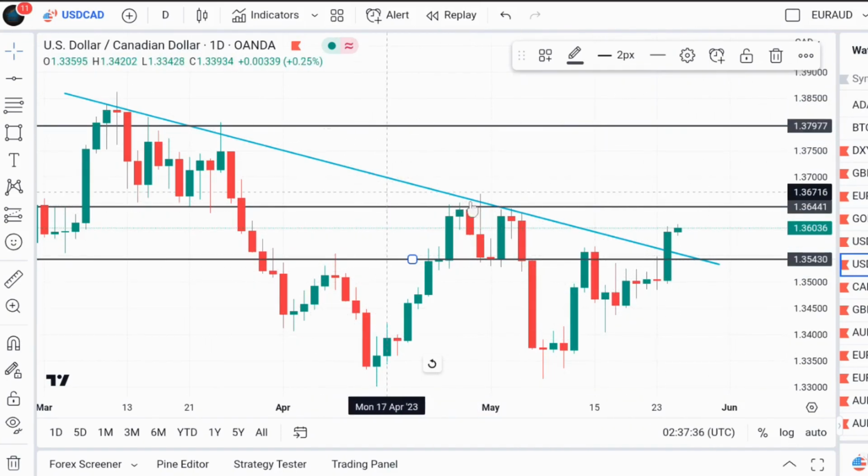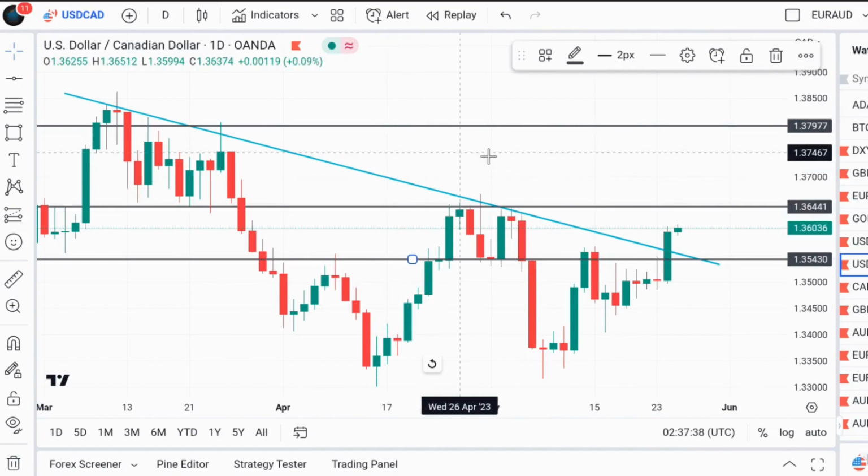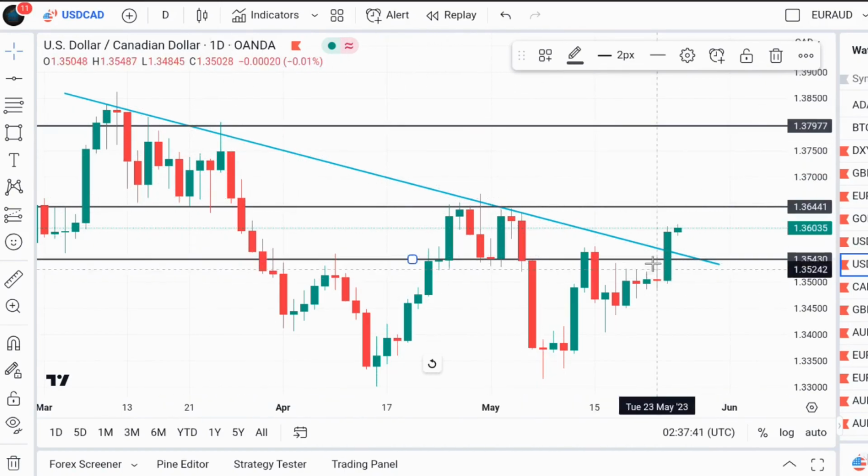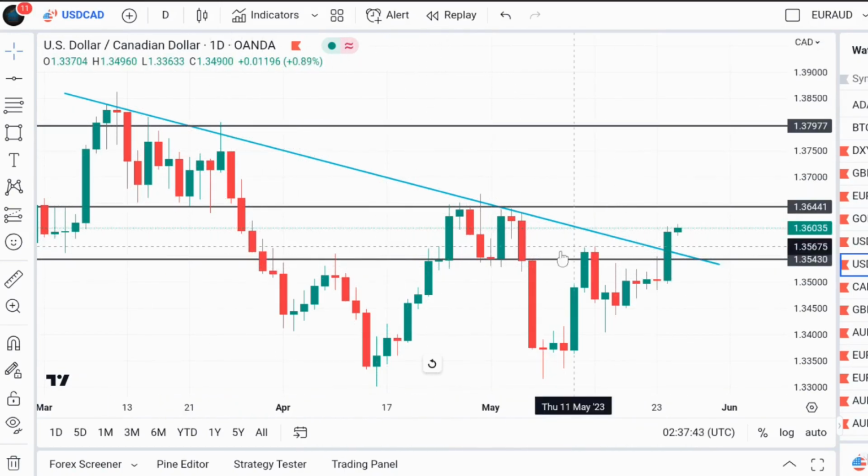So you have to find the right entry and then a suitable exit that will not harm your account.